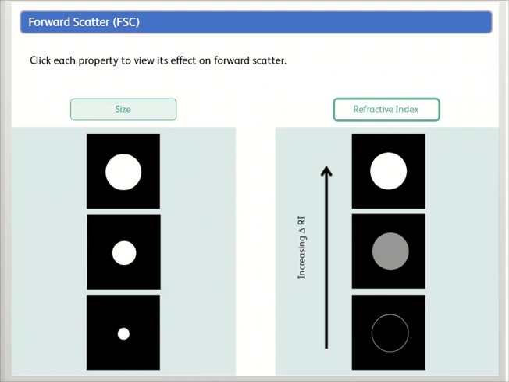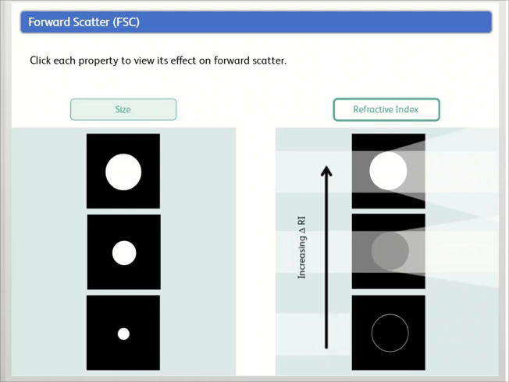Refractive index is a physical property that indicates how light is transmitted and causes light to bend and change velocity as it passes through different materials. The larger the difference in refractive index between the cell and the surrounding sheath fluid, the more forward scatter is generated.